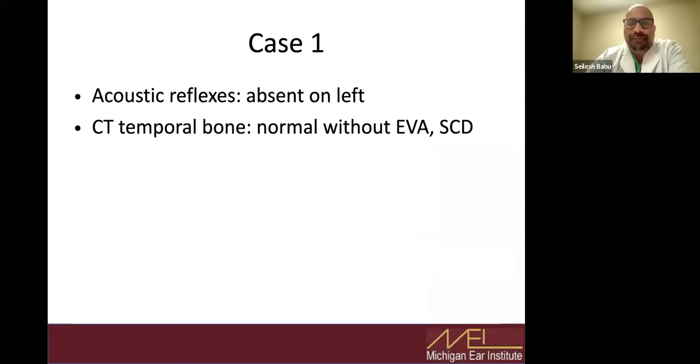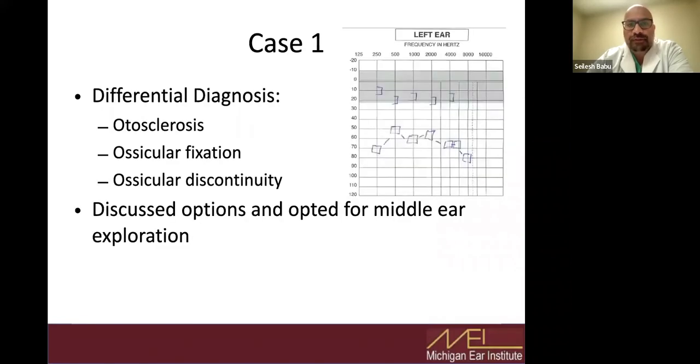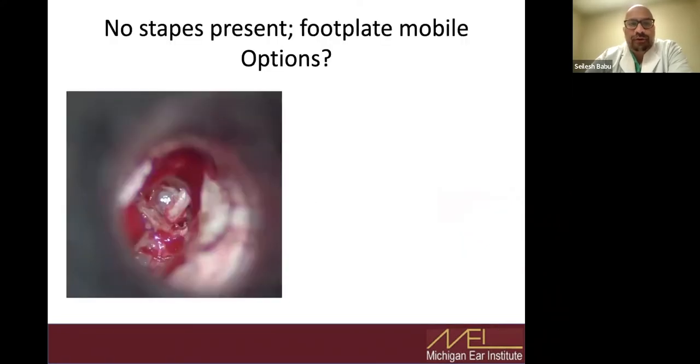So acoustic reflexes were absent. A CT scan of the temporal bone did not reveal any abnormalities, such as enlarged vestibular aqueduct or superior canal dehiscence. So we look at this and we try to wonder, could this be otosclerosis, which would be a little unusual configuration? Could it be fixation of the ossicles? Could it be ossicular discontinuity? My feeling is it's probably ossicular discontinuity, given that maximal conductive hearing loss. And let's opt for a middle ear exploration.